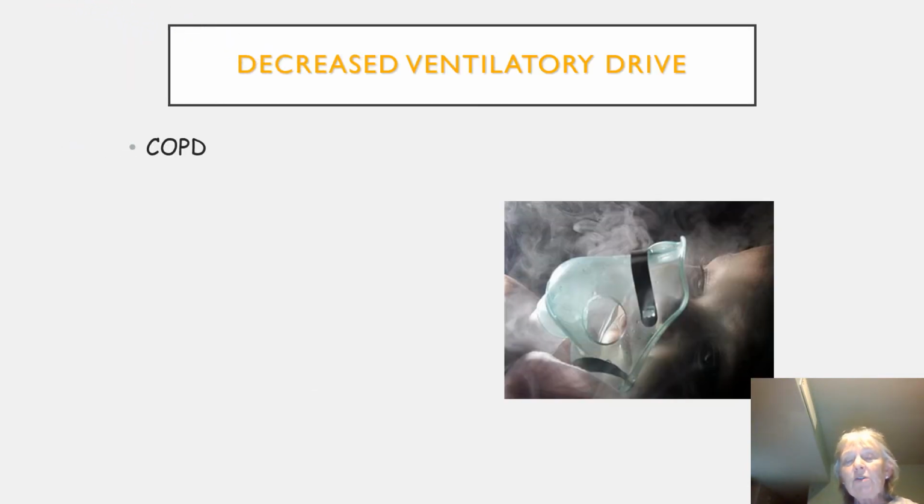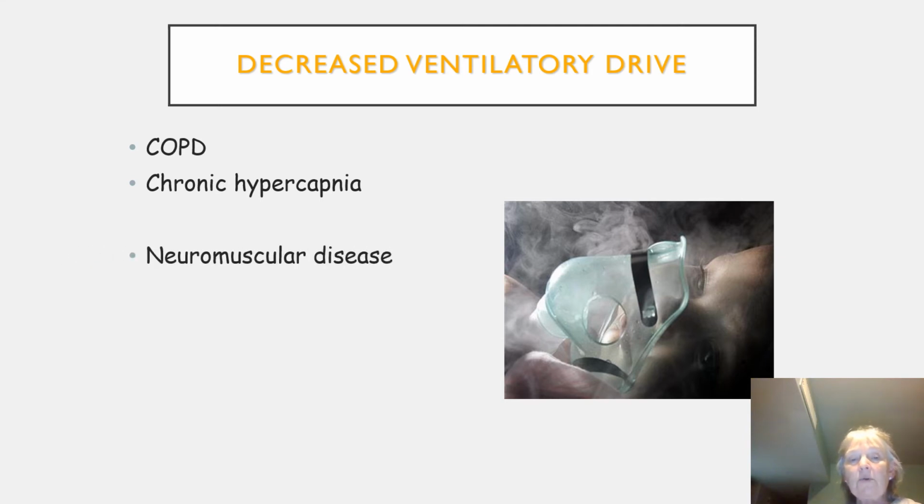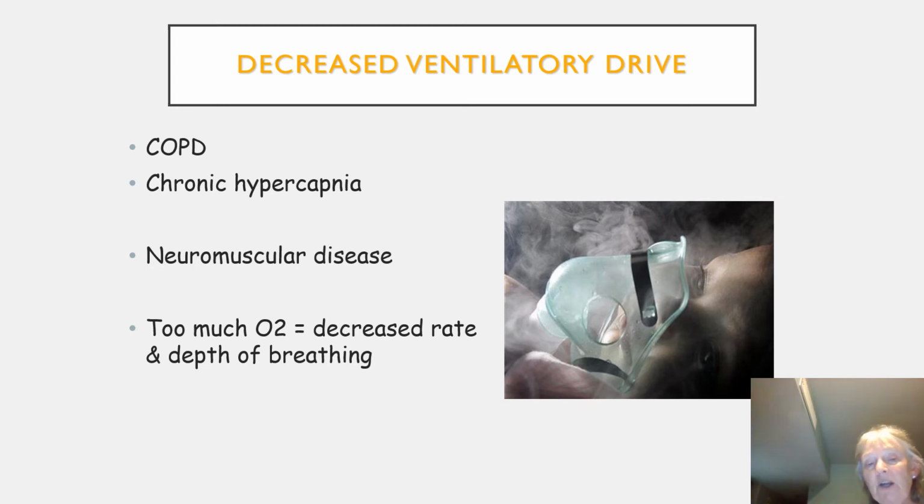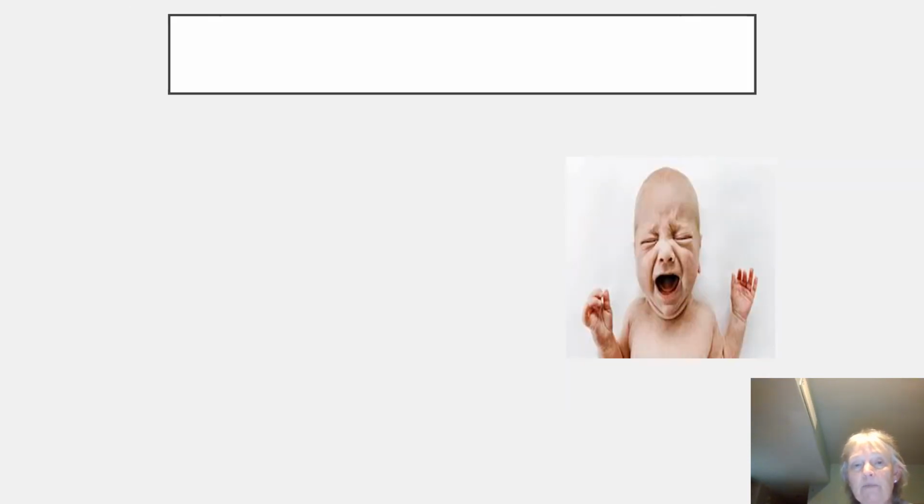There's your decreased ventilatory drive. Again, it's our patients who have COPD for the most part. They have chronic hypercapnia, those high elevated CO2 levels. They could have neuromuscular disease. We sometimes forget about those patients, but they also have this happening to them. And then once you give them too much oxygen, you have a decreased rate and depth of breathing, and the patient will stop breathing at that point.